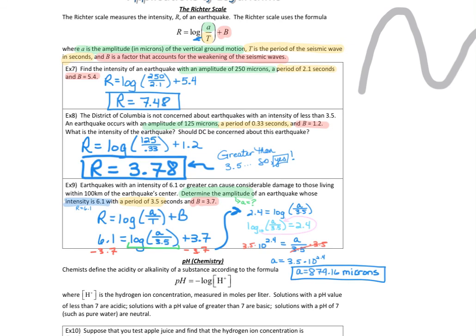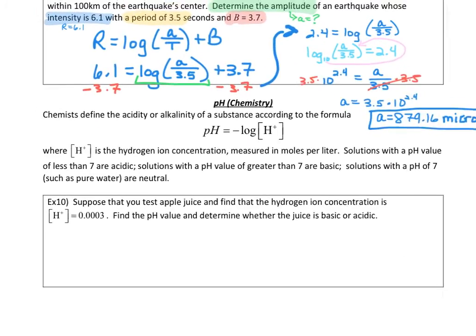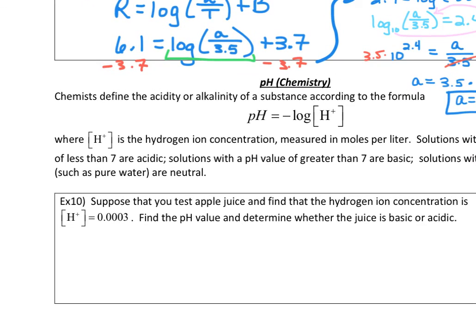Last but not least, what I want to do is look at the chemical formulas around acidity and alkalinity, or acids and bases here. And it's just the negative log of whatever the hydrogen ion concentration is, in moles per liter.